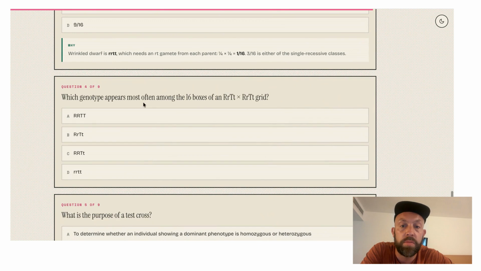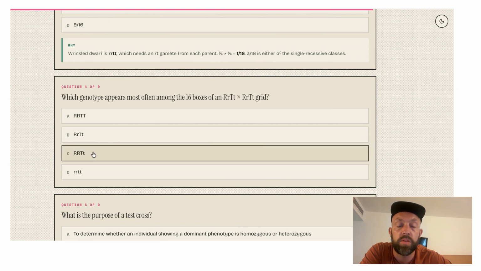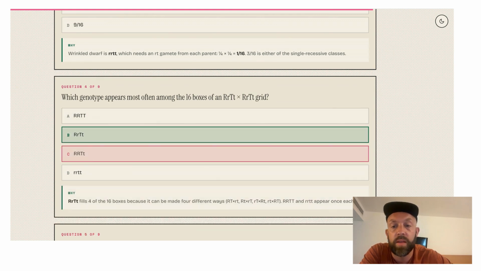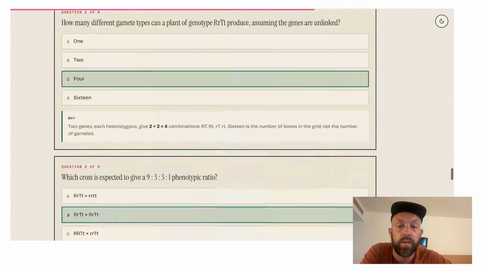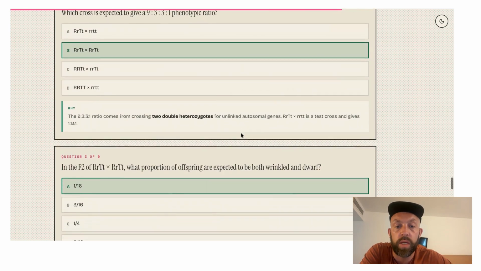And which genotype appears most often among the 16 boxes, so out of 16 individuals, two heterozygous individuals crossed together? What one are we going to find the most? A heterozygous individual. We could go up and quickly count that, but it's always fun to just have a random guess.